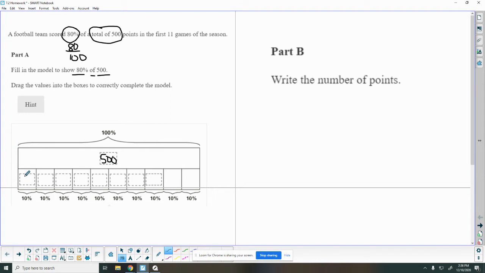And now we're taking 500 and cutting it into 1, 2, 3, 4, 5, 6, 7, 8, 9, 10 groups. So we need to take 500 and divide it by 10. And that's going to tell us what goes into each box here. And we know we want 80%. So when we take these 8 boxes, each are 10%, and times these together or add them together, that will give us our number of points. So I'll let you go ahead and do that work there and come back if you need help with number 2.